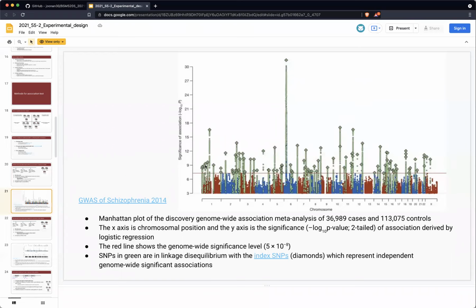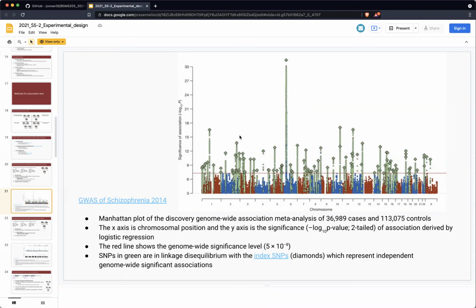And above this line and the diamond, the SNPs on here are the significant SNPs found from this study, right? So this is the way you represent the result of the GWAS plot. And typically we call this type of plot a Manhattan plot.